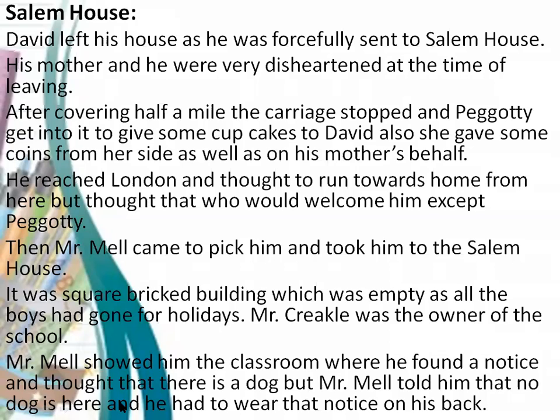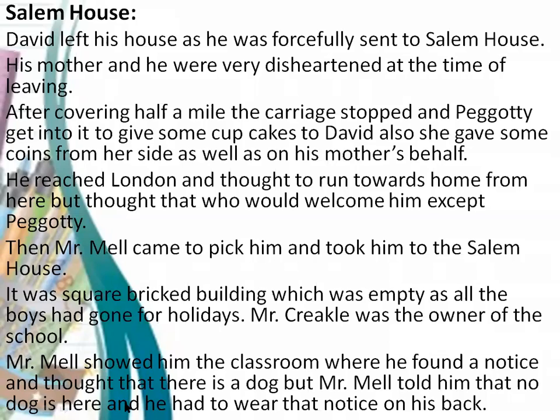So Mr. Mel told him that no dog is there, and that he had to wear the notice on his back. He was not willingly doing this. Mr. Mel was not willingly doing this, but what did Mr. Mel say? That there is no dog, it referred to a boy. I have to put the notice on your back, Copperfield. I'm sorry to do this, but I must, because he was ordered to do that.